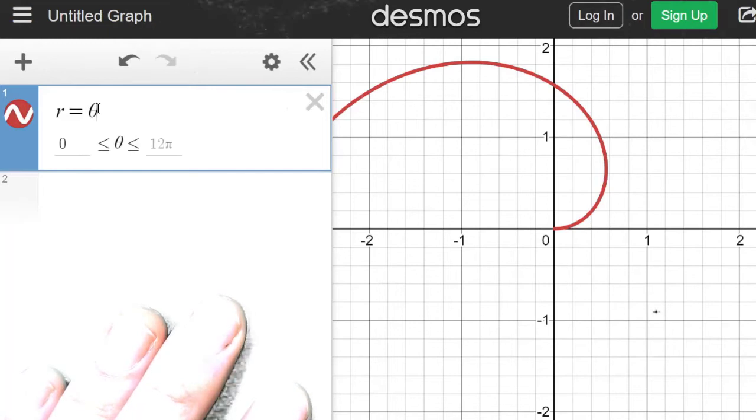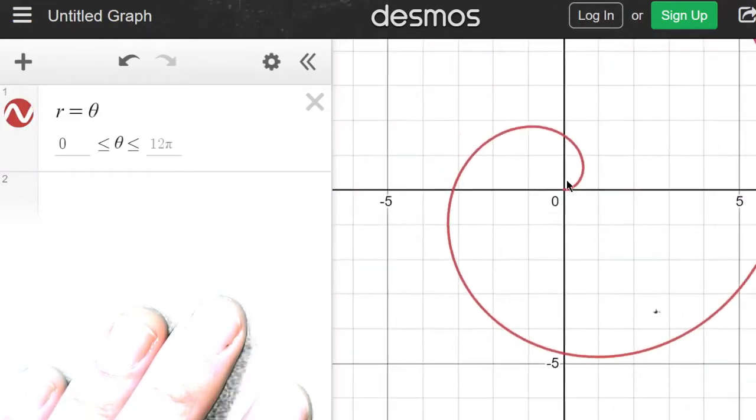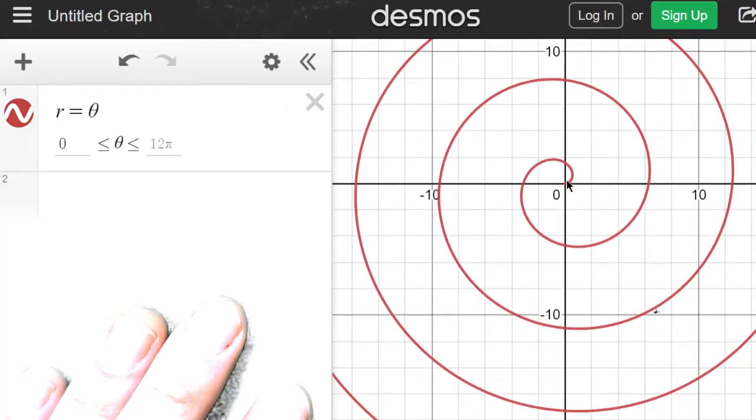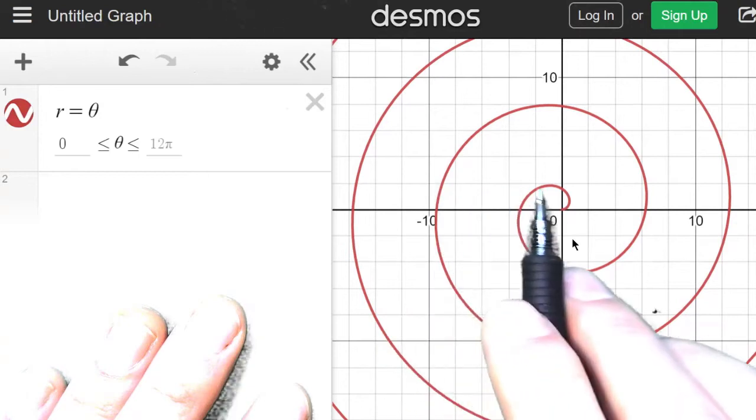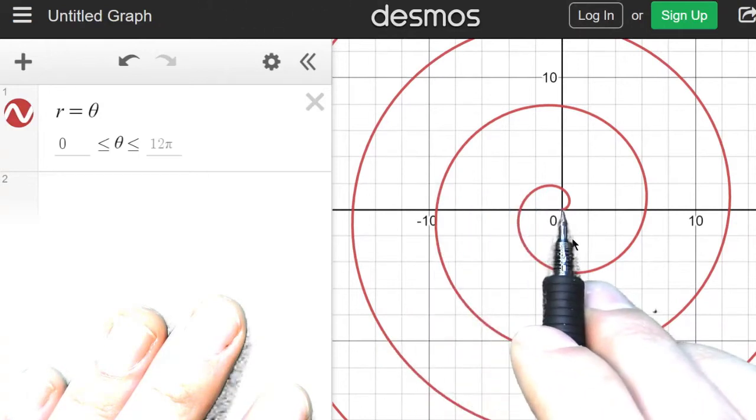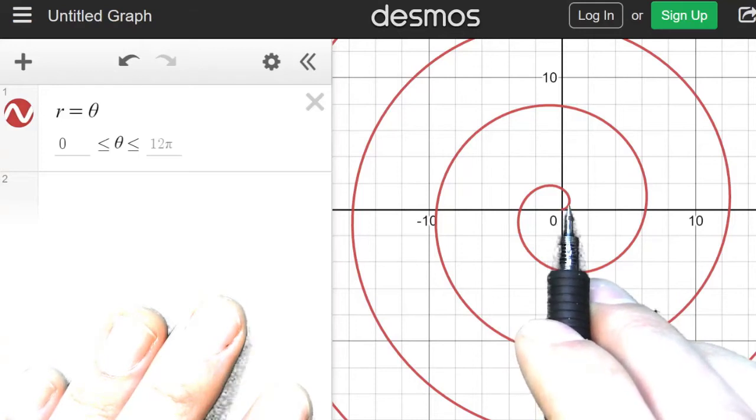See what that gives. What is this shape doing here? If we zoom out here, we see, oh, look at this. It's a spiral. Now, why is that? Well, when we start here at theta equals 0, r is 0. So that's why we're starting at the origin. And as I increase theta, well, r is equal to theta, so r grows.